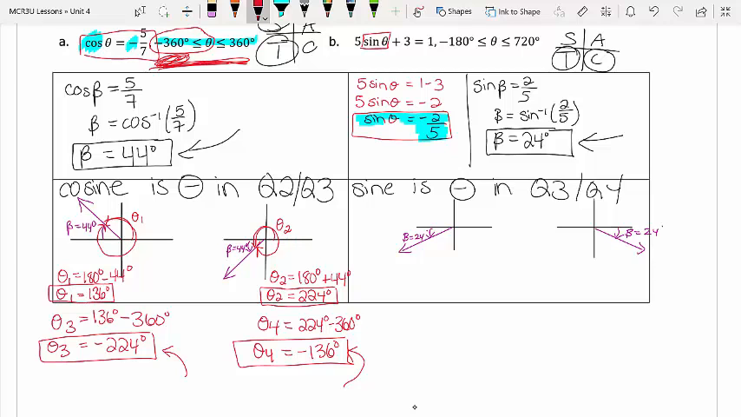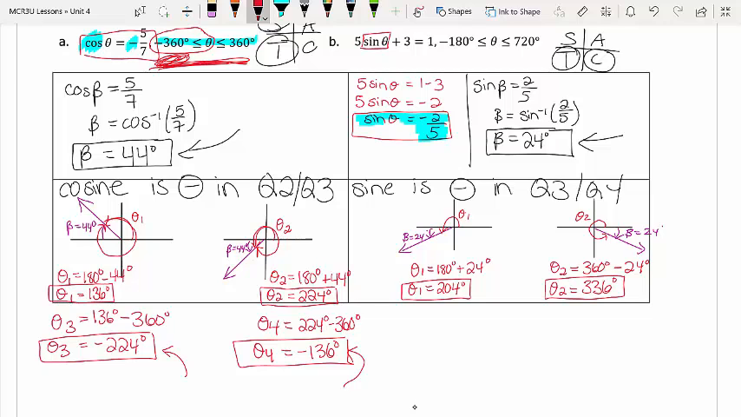So my first value of theta is going to be 180 plus that related acute angle. My second value of theta is going to be 360 minus that related acute angle. Okay, so let's find our values of theta. Theta 1 is equal to 180 degrees plus 24 degrees. Okay. Theta 2 is going to be 360 degrees minus 24 degrees.